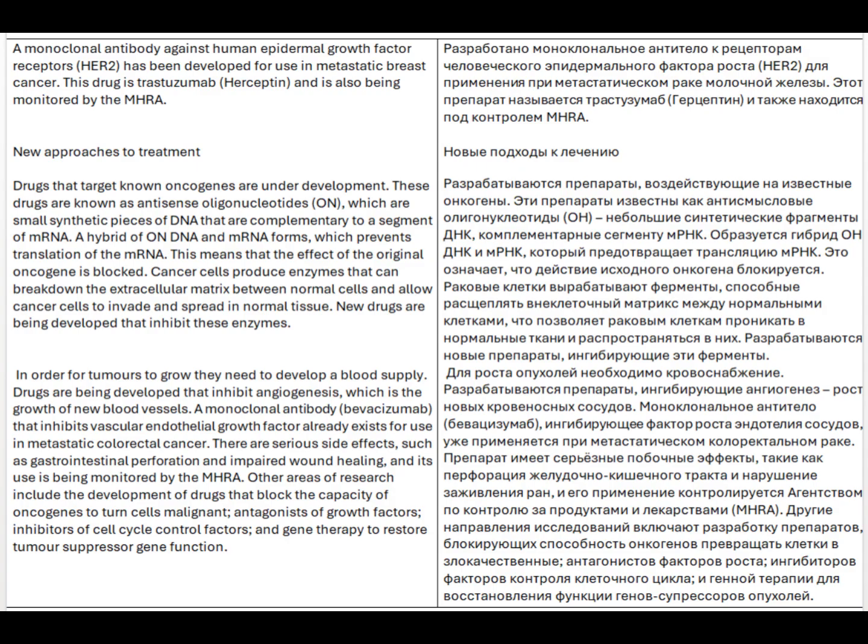In order for tumors to grow, they need to develop a blood supply. Drugs are being developed that inhibit angiogenesis, which is the growth of new blood vessels. A monoclonal antibody, bevacizumab, that inhibits vascular endothelial growth factor already exists for use in metastatic colorectal cancer. There are serious side effects, such as gastrointestinal perforation and impaired wound healing, and its use is being monitored by the MHRA. Other areas of research include the development of drugs that block the capacity of oncogenes to turn cells malignant, antagonists of growth factors, inhibitors of cell cycle control factors, and gene therapy to restore tumor suppressor gene function.